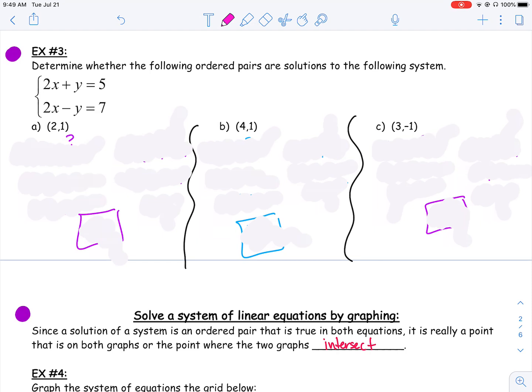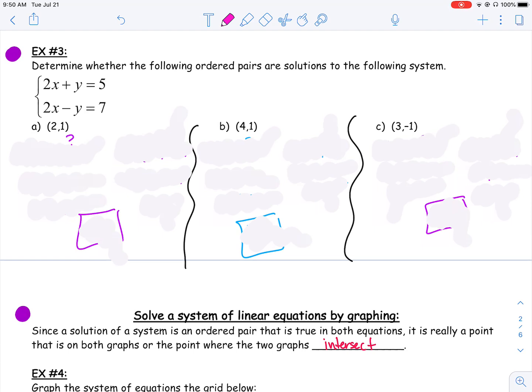So if you look at example number 3, it asks us to determine whether the following ordered pairs are solutions to the following system. They give us a system of equations here, 2x plus y equals 5 and 2x minus y equals 7. And they've also given us a couple of ordered pairs, possible solutions. Well, when we solve and get a solution, how can we double check that it's the right solution?